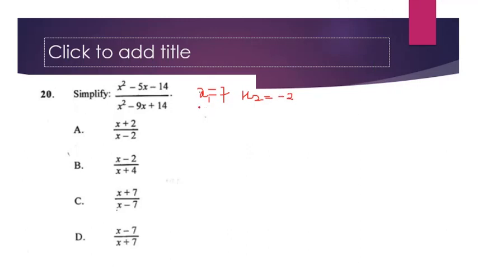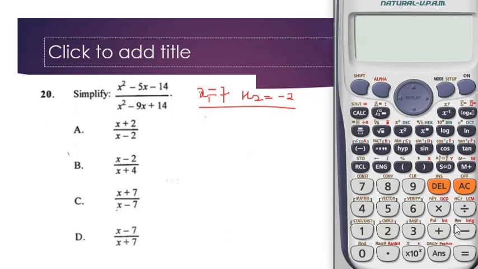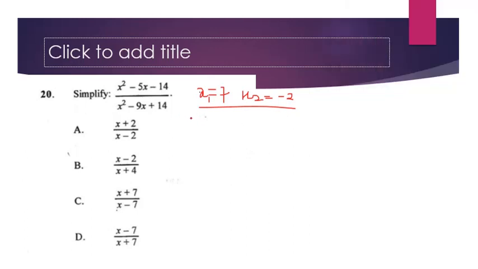That's for the numerator. Now let's check the denominator. For the denominator we have x squared with coefficient of 1, and then minus 9, and then 14. So let's do that. We have 7 and positive 2. So for the denominator we have x1 to be 7, and then x2 to be positive 2.